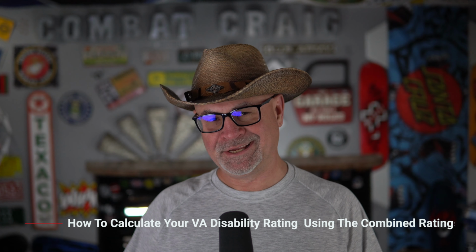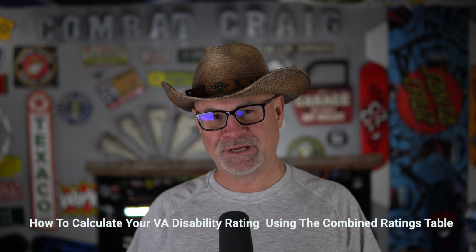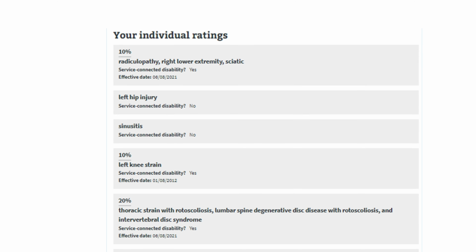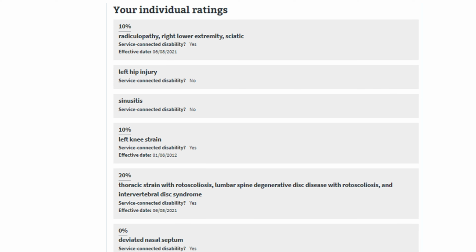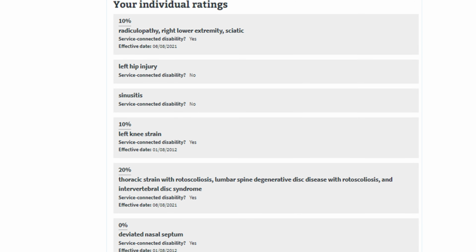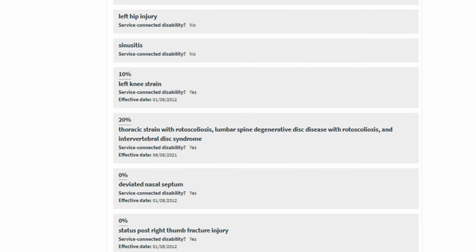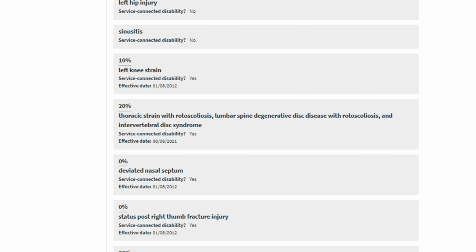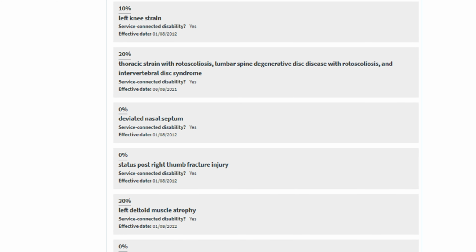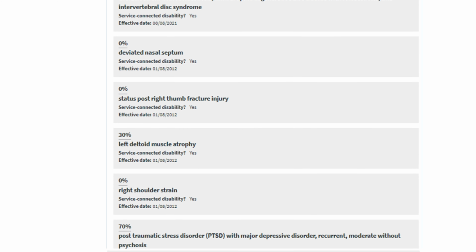I'm Combat Craig, and this is how to calculate your VA disability rating using the combined ratings table. It's probably going to look something like this. They're all jumbled up, not service connected, 0% service connected. The left side's mixed in with the right side. So we need to get this into a text file and make some sense out of it.